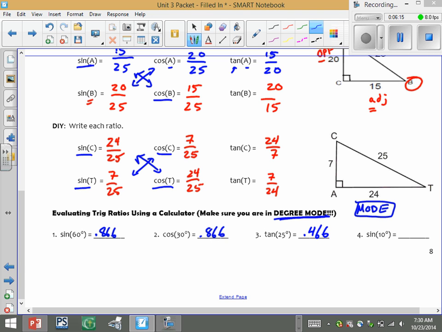What this tells you is that these are just ratios of sides. One way to think about this: if you had a triangle with a 25-degree angle, the ratio of the opposite side to the adjacent side, one should be about half the size of the other. 0.466 is close to 0.5, so that tells you one of those sides should be about half the size of the other.